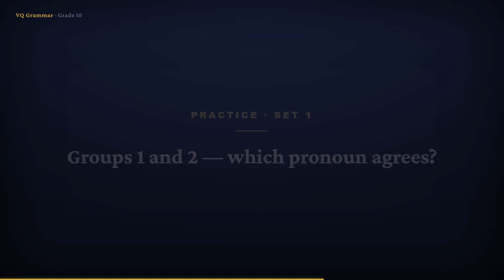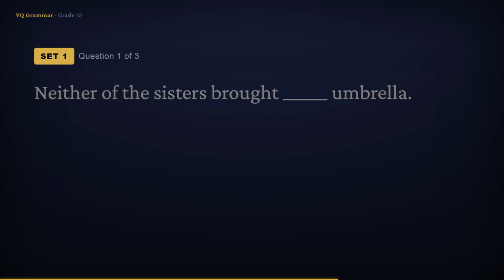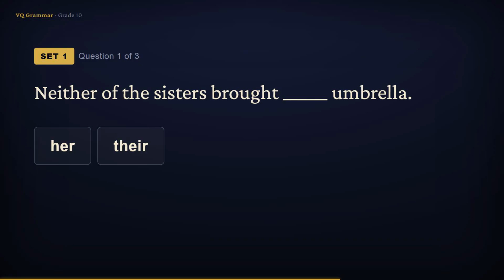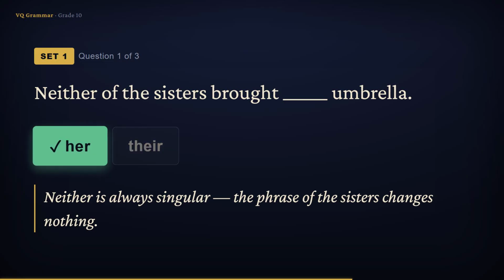Shall we practice? In this first set, every antecedent comes from group 1 or group 2, so the prepositional phrase is pure decoration. Find the antecedent, name its group, and pick the pronoun. Pause the video and choose before I reveal each answer. Neither of the sisters brought blank umbrella. Cover the phrase of the sisters with your finger. The antecedent is neither, and neither belongs to group 1, always singular. Both sisters are female, so the singular pronoun we want is her.